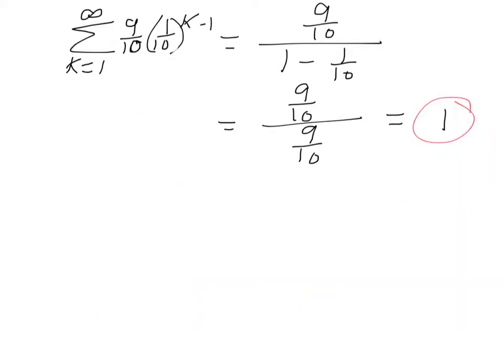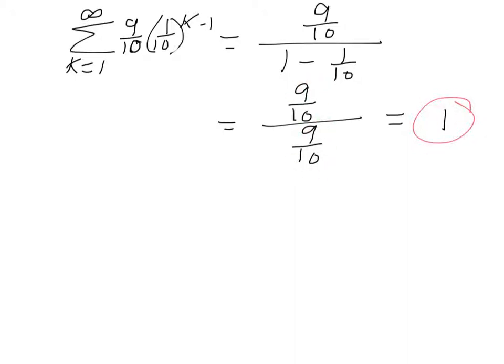we take our series and rewrite it. So here's our series again, and it's equal to a sub 1 over 1 minus r. Our a sub 1 was 9/10 and our r was 1/10. Let's simplify this. 1 minus 1/10 is just 9/10. And of course, 9/10 divided by 9/10 is equal to 1.